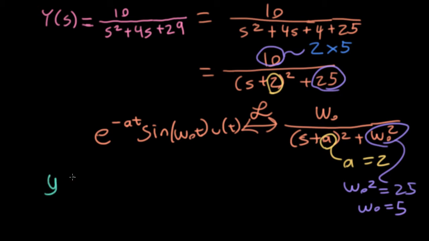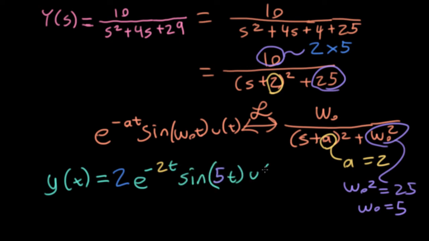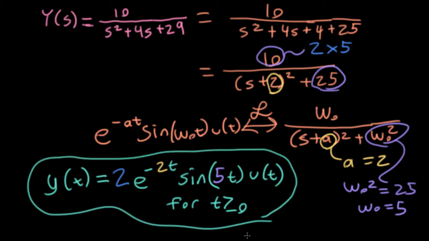So now for my final answer, I can write y(t) is equal to 2 times e to the minus, what was a? a is 2. So it's e to the minus 2t. And then I'll have sine 5t, because 5 is omega naught, u(t). And again, I usually like to say for t bigger than or equal to 0. And that matches what we found earlier. Now, this completing the square trick looked like it took a lot less work than the residue method I just did. But this completing the square trick doesn't always yield a procedure that winds up simpler than just straightforwardly applying the residue method. It depends on the problem.